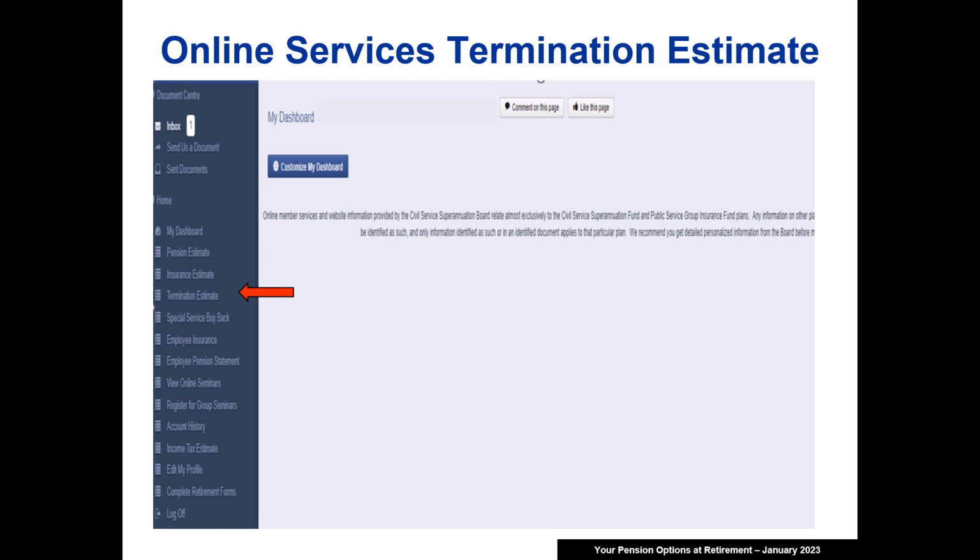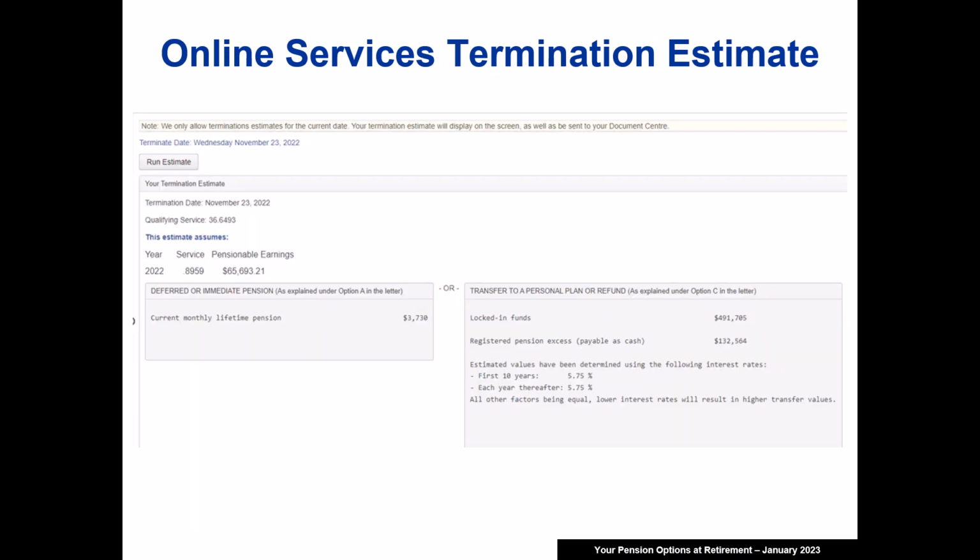Next, we will review a termination estimate. After clicking on Termination Estimate, it brings you to this next screen. Note that you are limited to running termination estimates for the current date only. By clicking Run Estimate at the top of the screen, your termination estimate will then appear. Depending on the value of your pension, you may have a deferred or immediate pension option. Beside this, you will see the transfer value.